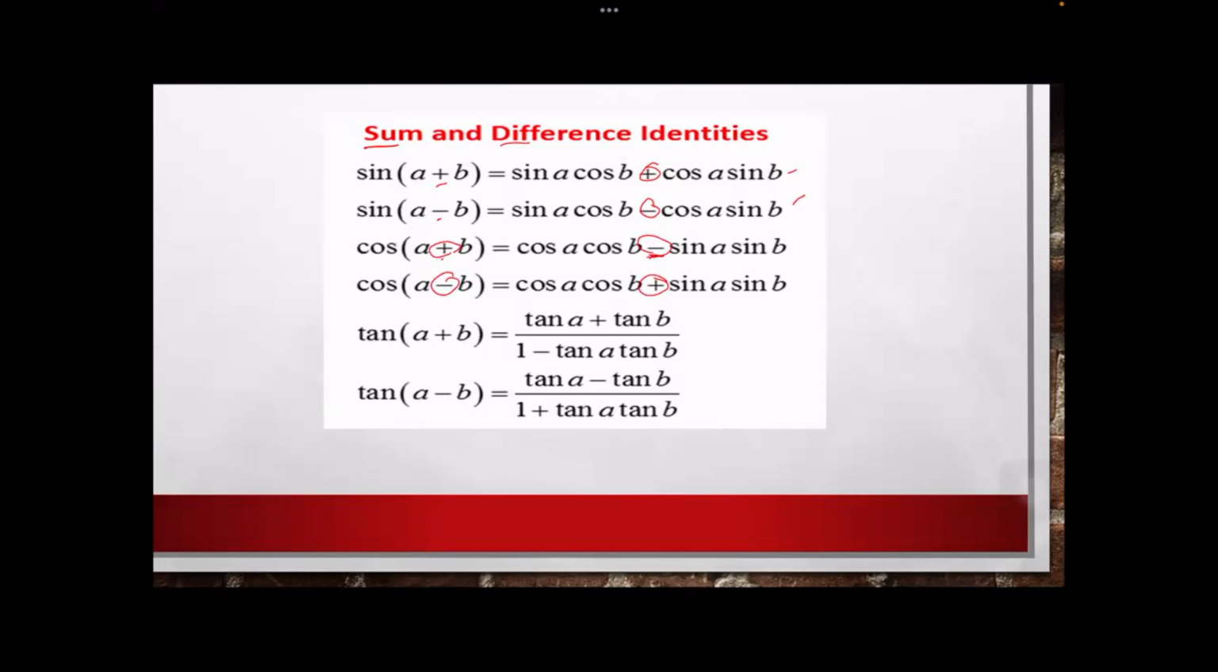Then tan a plus b is equal to tan a plus tan b all over 1 minus tan a tan b. And tan a minus b is equal to tan a minus tan b over 1 plus tan a tan b. So dito naman sa tan, kung positive to, dito ay negative. Kung ito ay negative, dito ay positive. Parehas lang naman sila. So ganun din, kung ito ay positive, dito ay positive. Kung negative, dito ay negative. So sa baba lang siya nagkaiba. Okay?